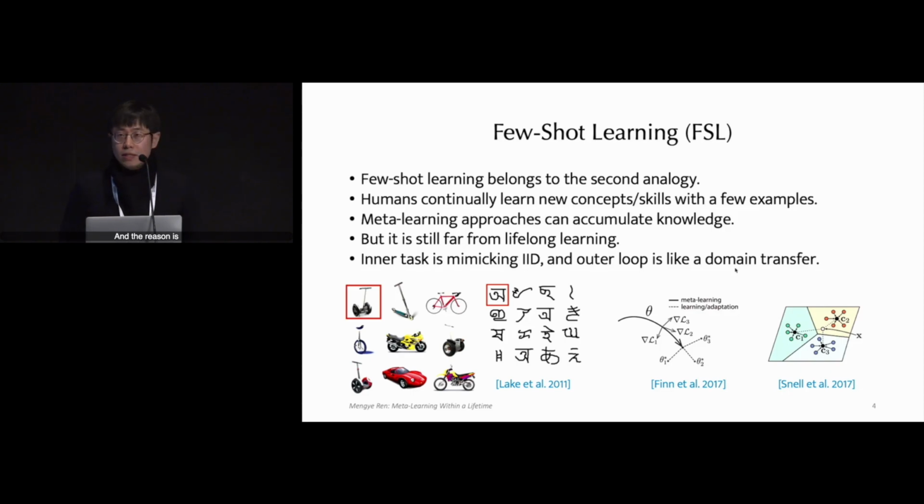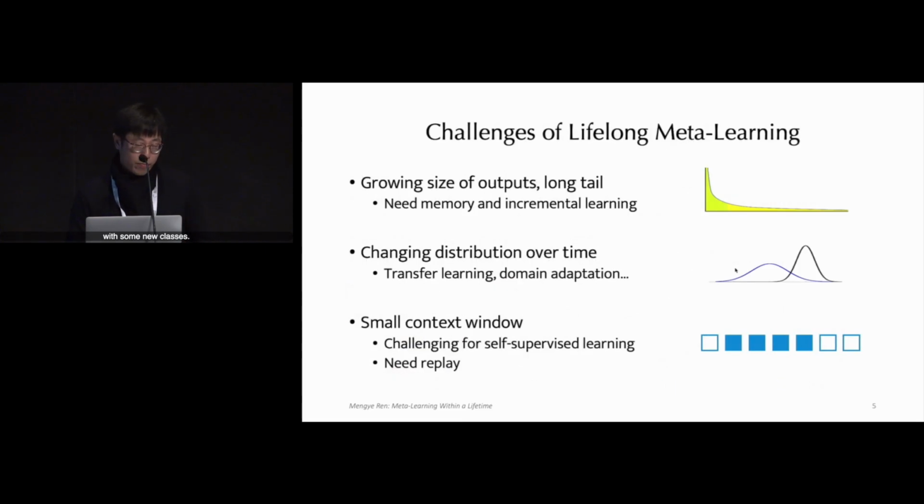The reason is that the inner task is always mimicking IID learning. You have a support set and a query set. And the outer loop is more like a domain transfer. So at training time, you sample from a big data set of one distribution, and at test time you sample from another distribution, and perhaps with some new classes.